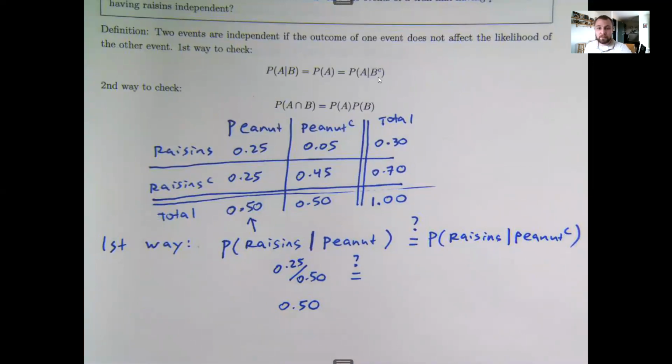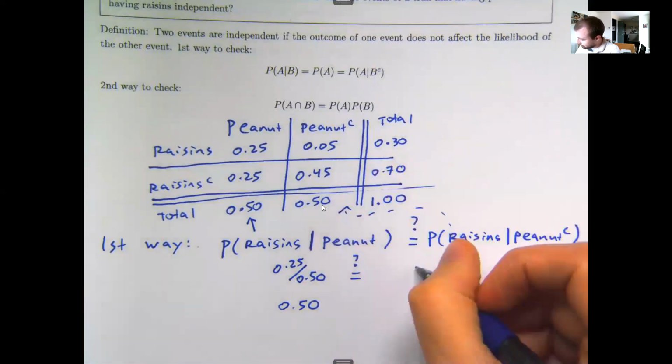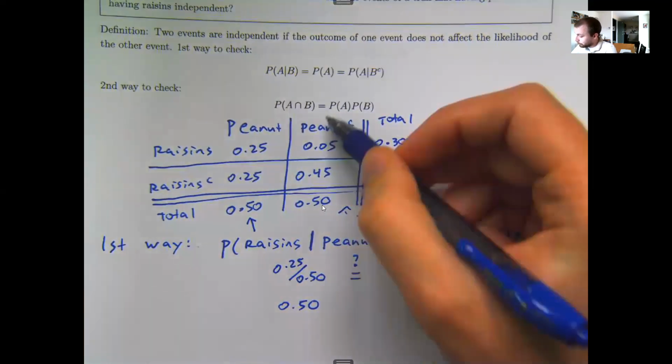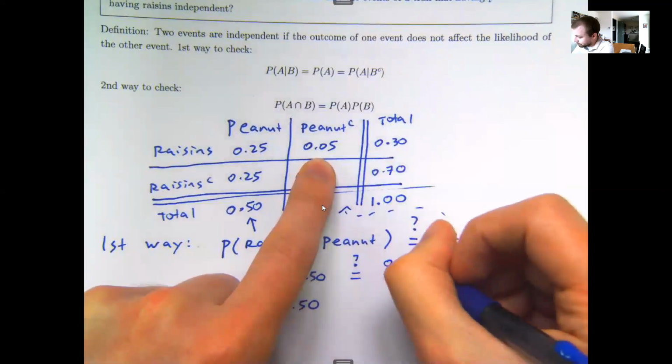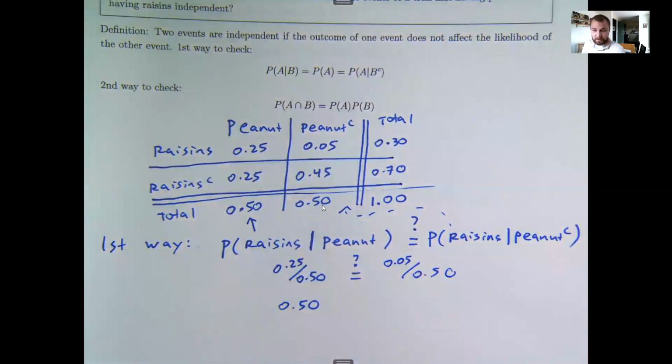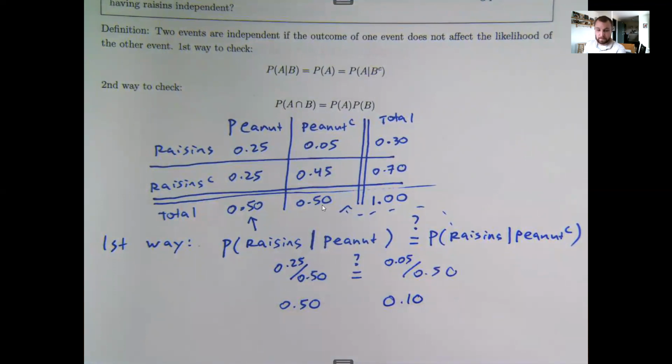Let's look at the non-peanut ones and see what percentage of those things have raisins. This is also out of 50%. It's out of that second column. But the raisin amount in this looks much smaller. It looks like it's just 5%. I'm going to do 5% divided by 50%. And when I do that in my calculator, I end up getting 0.10 or 10%.